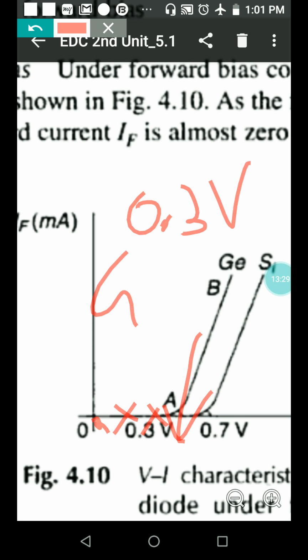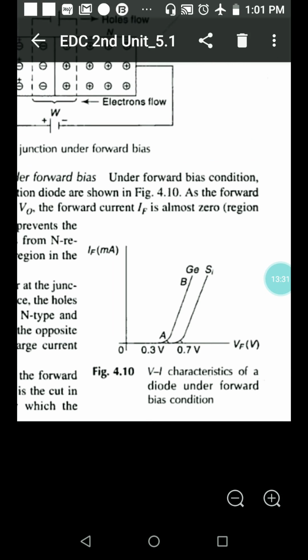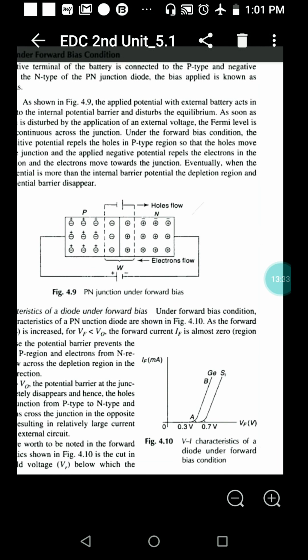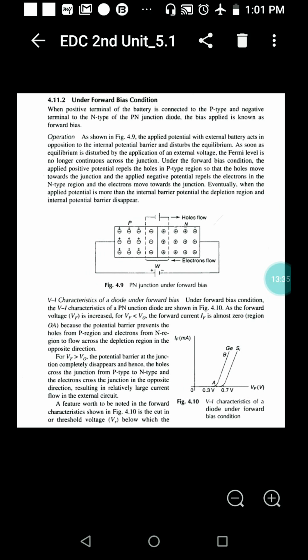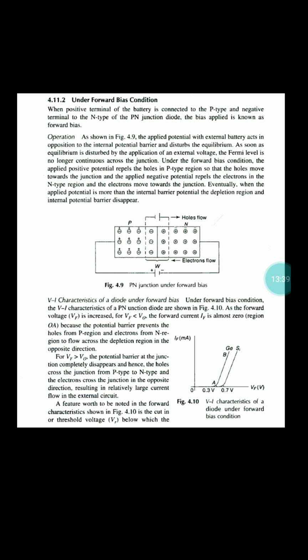Okay, for germanium, right? So this is the characteristics for what? This is the characteristics for the germanium PN junction diode. What happened? How does it start the conduction? Because of applying forward bias. Due to forward bias, the current conduction is in only one direction, the forward bias direction.